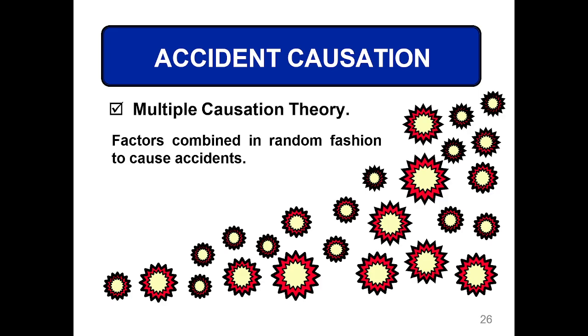So the multiple causation theory. Factors combine in random fashion to cause accidents. It's not just one factor. For example, a fatigued driver, and then brake fluid leakage. Those are two factors that have caused an accident. And then maybe pressure from top management that you need to make more than 10 trips in a day, which sometimes is impossible.